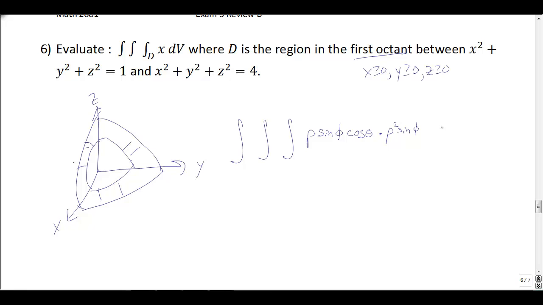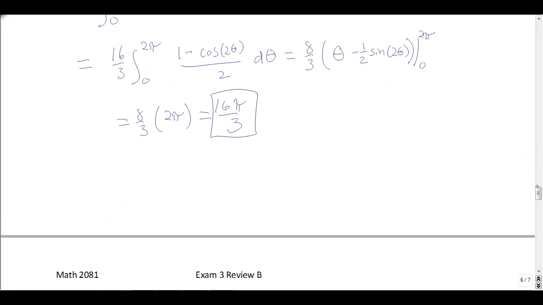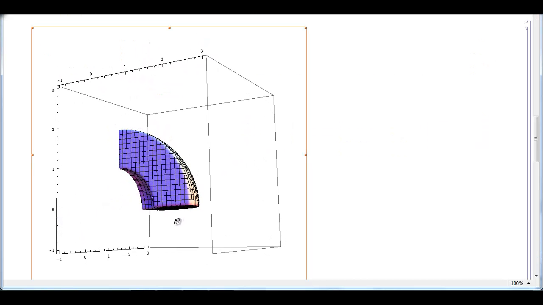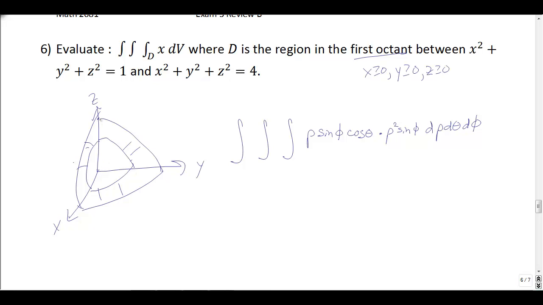This particular integral I can do in whatever order I want. Let's do d rho d theta d phi. And then I just have to set up my bounds. Let's start with phi. Phi starts at the positive z-axis, which is up here. Phi goes down until it gets to the xy plane. The xy plane is phi equals pi over 2. So my phi range is going to start at 0 and go down to pi over 2. If I went to pi, I'd pick up things with negative z.